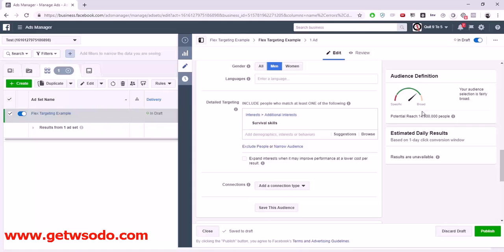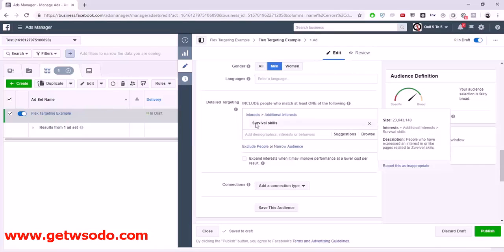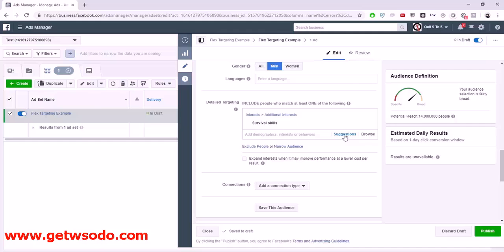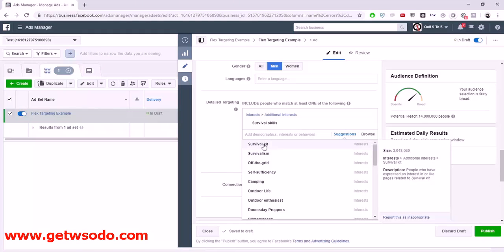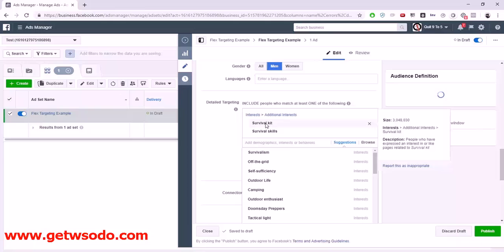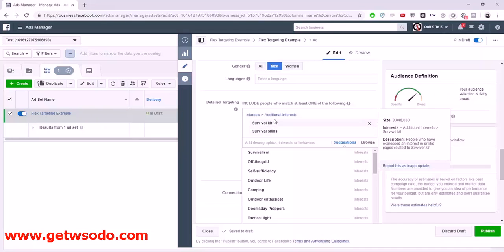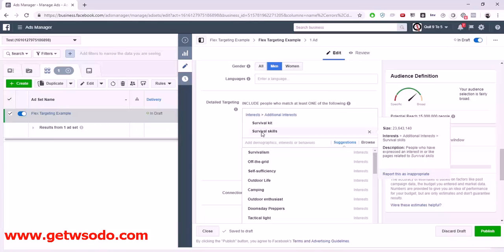So you'll notice that the potential reach is 14 million people. That's a lot. It's pretty hard to even make a dent in that with a normal budget. You're not really going to want to stack any more interests on with survival skills because it's just so big. Like there's survival skills probably and survival kit go together. You know what I mean? It's kind of the same thing, right?